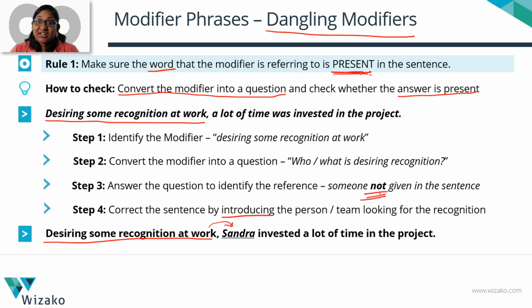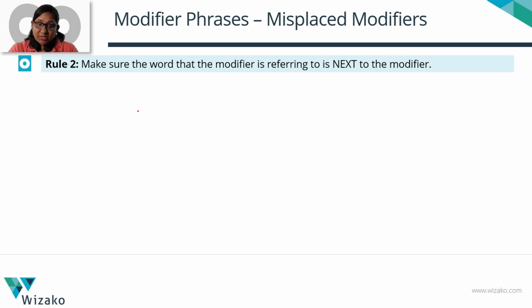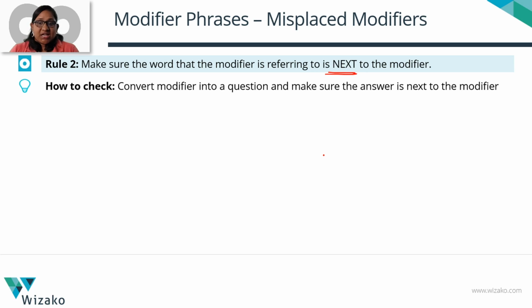Okay? Let's look at our next rule. The word just being physically present somewhere in the sentence is not good enough. Rule number 2, that word has to be present right next to the modifier. The word that the modifier is referencing and the modifier itself, the two should be physically touching each other. The modifier and the word should be right next to each other, right? Our checking process is the same. We're going to start by converting the modifier into a question, and we're going to ensure that the answer is present and that the answer is next to the modifier in the sentence.